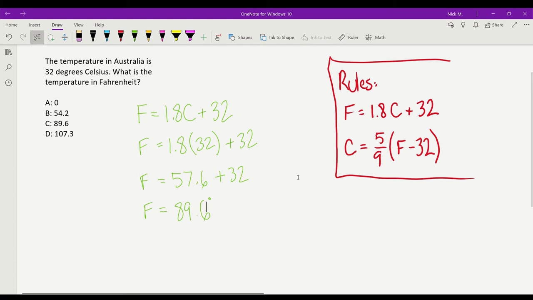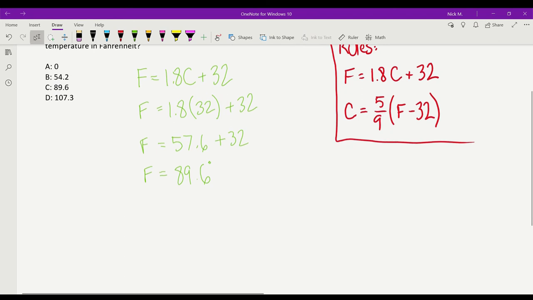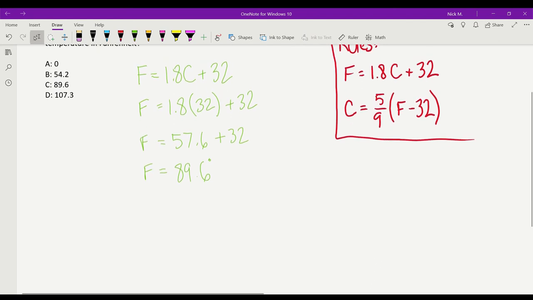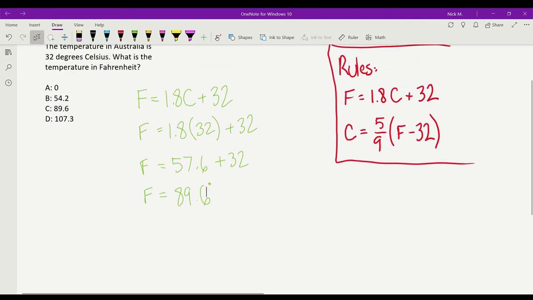Now, there is a second way to solve this, and this is actually what I do. I honestly don't memorize either of these equations. I memorize, I'll write this extra thing, F equals 2 times C, plus 30.